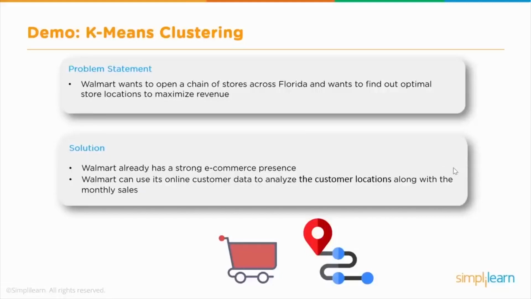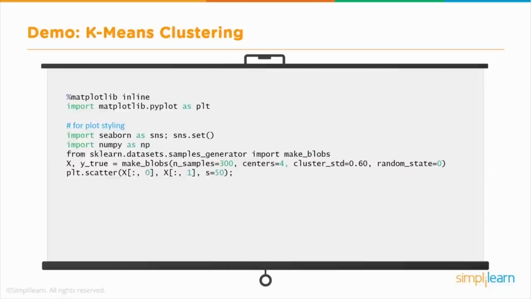Now, for an organization like Walmart, which is an e-commerce giant, they already have the addresses of their customers in their database. So they can use this data and use K-means clustering to find the optimal location. Before we go into the Python notebook and show you the live code, I wanted to take you through a summary of the code in the slides, and then we will go into the Python notebook.